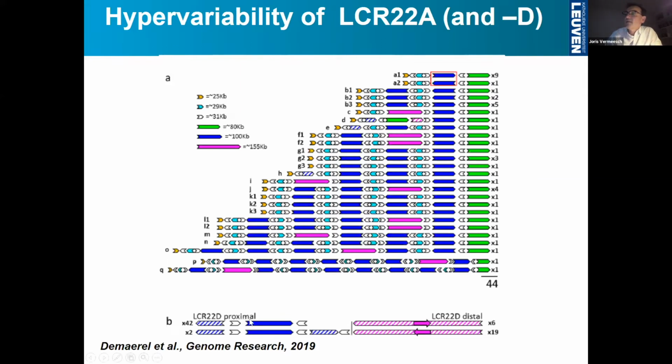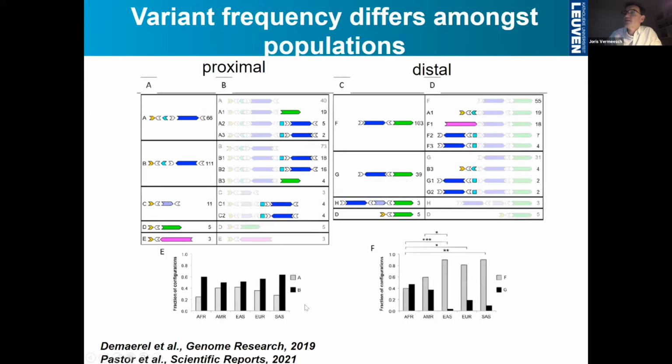And in LCR22D, you see a little bit of variation, but a little bit less. We have an inversion of 64 kb, which is quite frequent in the population, and then some more rearrangements here. And also the team of Bev Emanuel has been looking at the variation in the population, and has shown that some of those variants which we see in the LCR22A are more frequent in certain populations as compared to other populations.